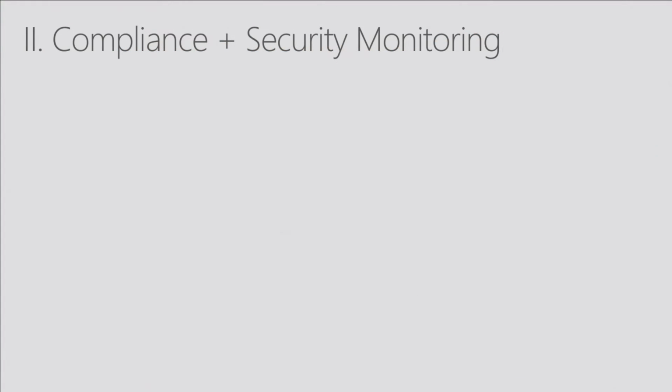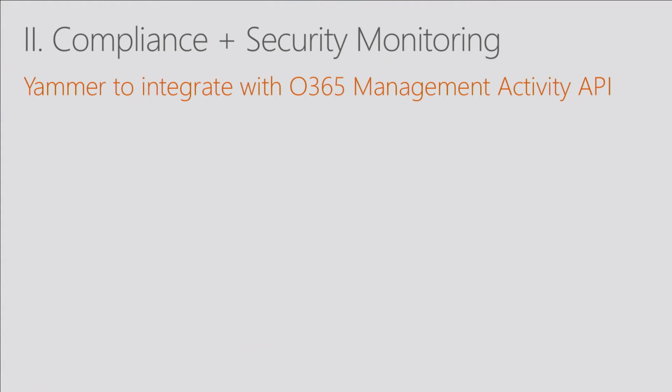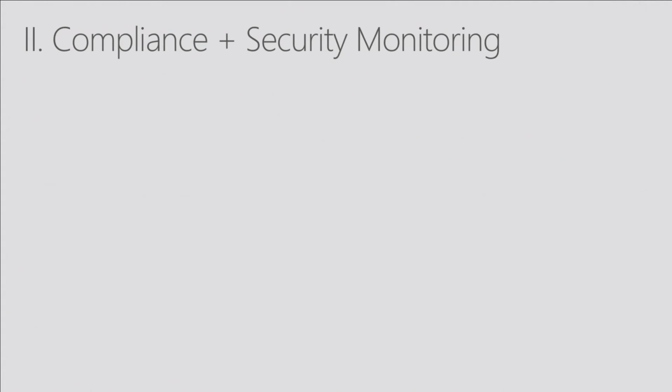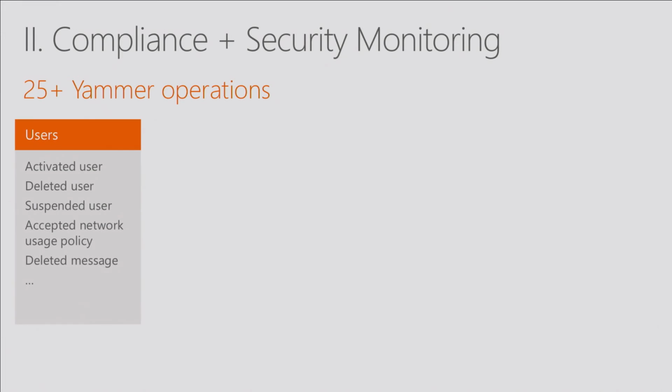And today, I'm happy to say that Yammer is going to be integrated with this Office 365 Management Activity API. You're going to have access to a whole set of events through their RESTful APIs. And not only that, it's going to be integrated with the O365 Security and Compliance Center. So you're going to have a search user interface to be able to access this and export that data. We are supporting over 25 different operations as part of this for Yammer.